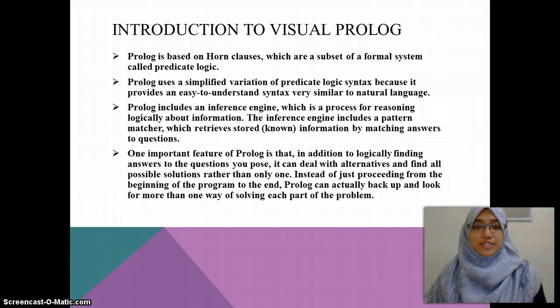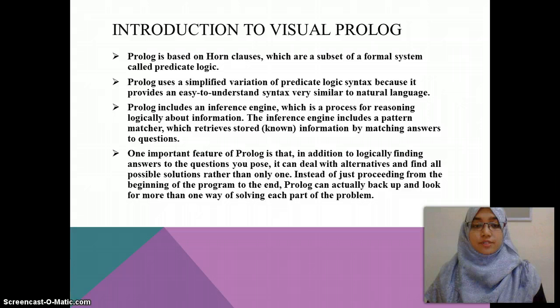This is the introduction to Visual Prolog. Prolog is based on Horn clauses, which are a subset of a formal system called predicate logic. Prolog uses a simplified variation of predicate logic syntax because it provides an easy to understand syntax very similar to natural language. Prolog includes an inference engine, which is a process for reasoning logically about information. The inference engine includes a pattern matcher, which retrieves stored known information by matching answers to questions.